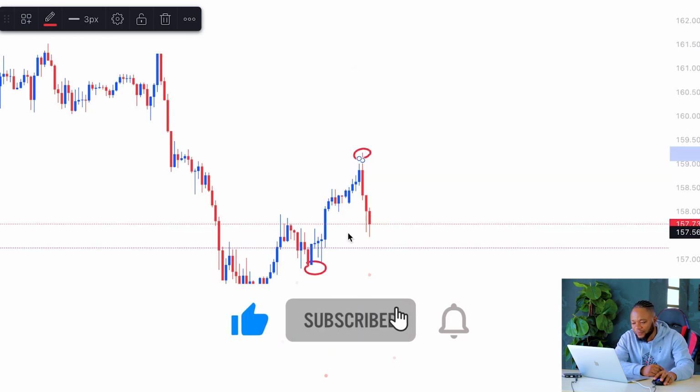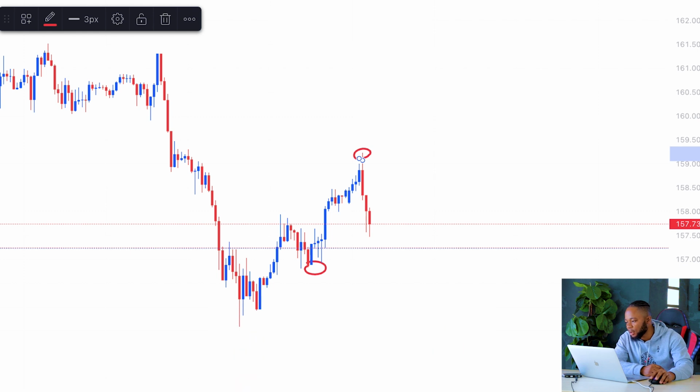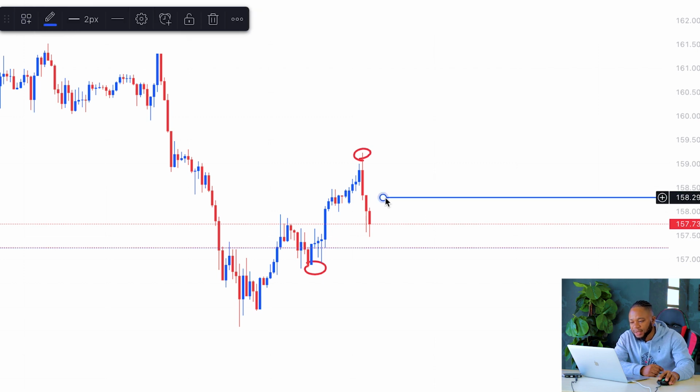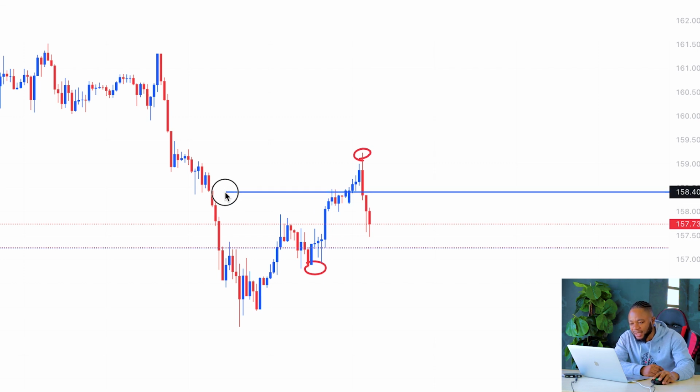158.33. So let's go to 158.33. Let's look for a horizontal line. So 158.33 is somewhere here, 0.33, this is it here. Okay, that is the first level right there.